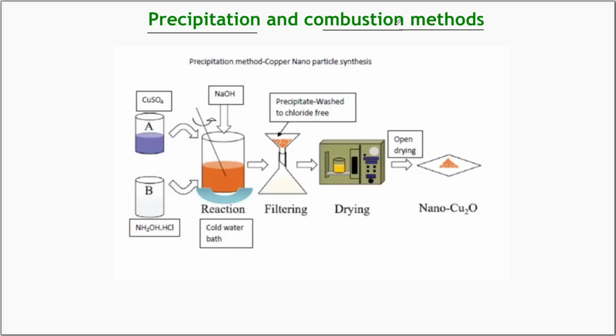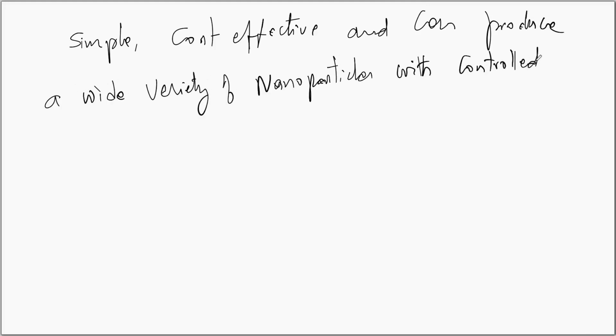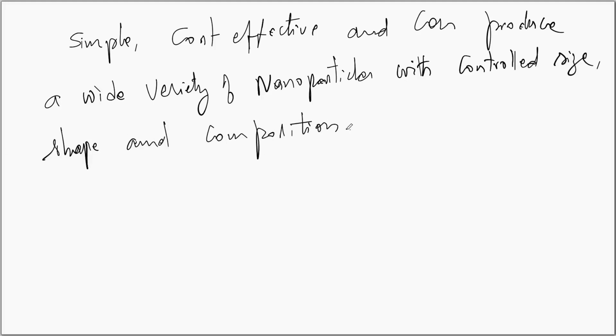So we start with a precursor solution and we make the precipitate of the nanoparticle. This method is popular because it is quite simple, cost-effective, and can produce a wide variety of nanoparticles with controlled size, shape, and composition. Now we shall look at the various steps in the precipitation synthesis method.